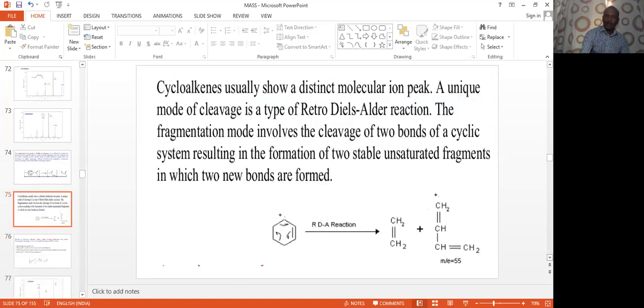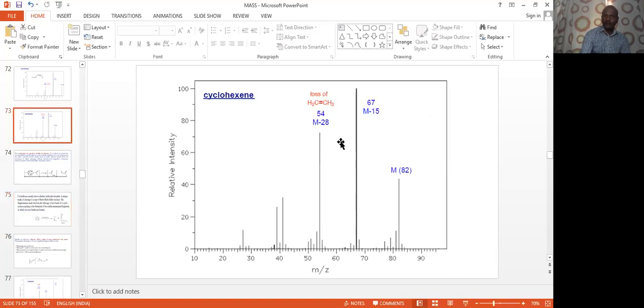So here you can see this is the retro-Diels-Alder reaction. The molecular ion of cyclohexene undergoes cleavage, and it gives an olefin and a butadiene fragment ion with m/z value 55. That is how we got the peak here. The m/z 55 peak will be there.